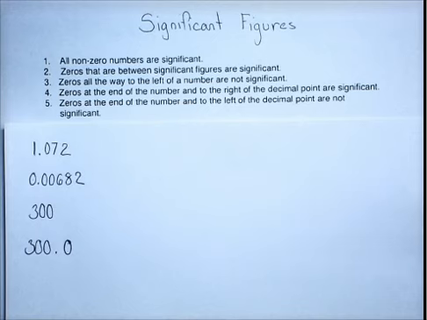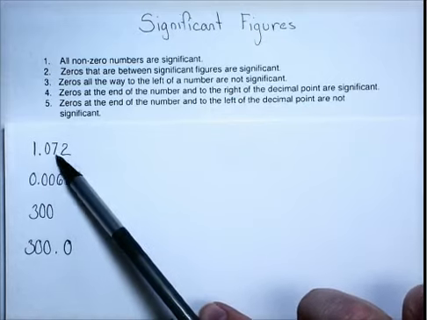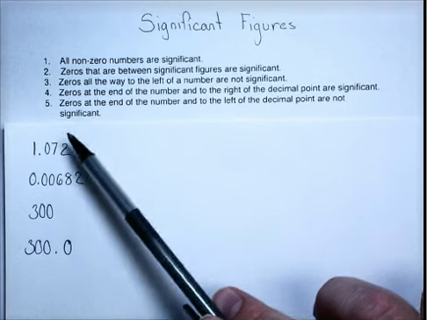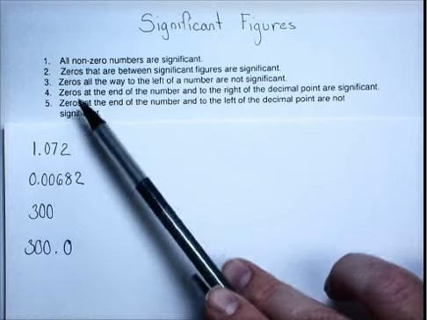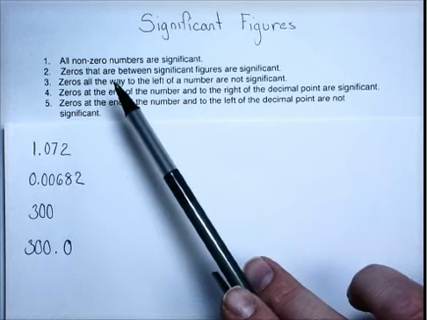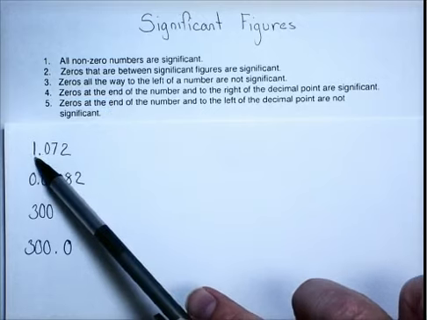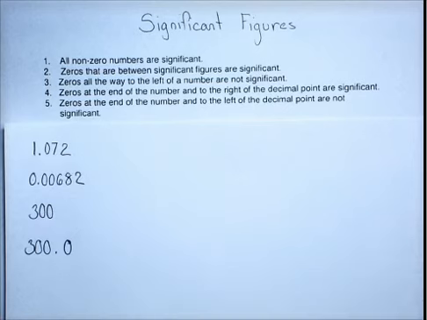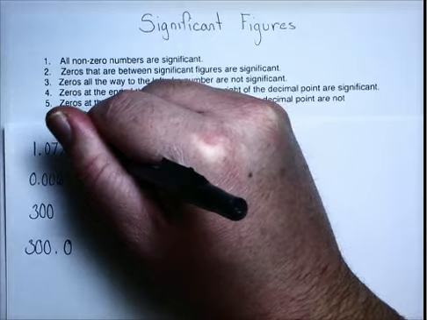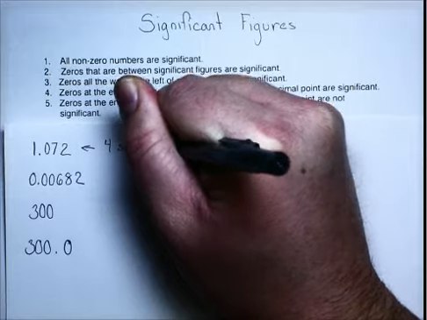All right, so let's take this first number, 1.072. Our first rule tells us that all non-zero numbers are significant. So the 1 is significant, the 7 is significant, the 2 is significant. Now zeros are always the problem when you're looking at significant figures, but rule 2 tells us that zeros that are between significant figures are themselves significant. So this 0 is sandwiched between a 1 that's significant and a 7 that's significant. So it is a significant figure as well. So this number right here has 4 sig figs.